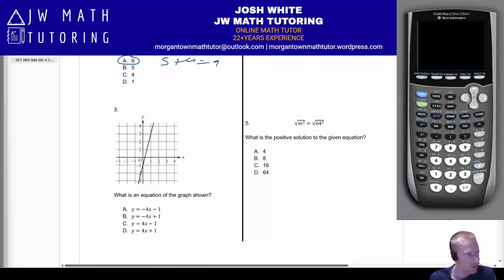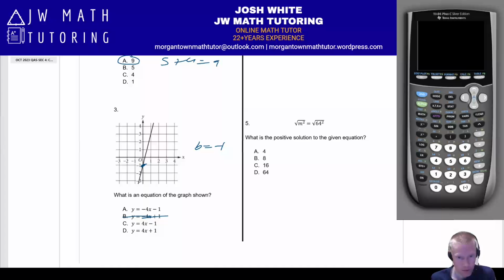All right, now question 3, what's the equation of this line? So first thing I would notice is that the y-intercept right here is -1. In other words, the b value is -1. So right off the bat, we can get rid of answer choice B and answer choice D. Now notice it has a positive slope, therefore it has to be answer choice C. We don't actually have to figure out the slope.